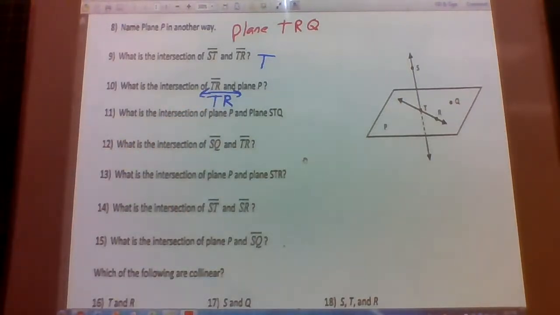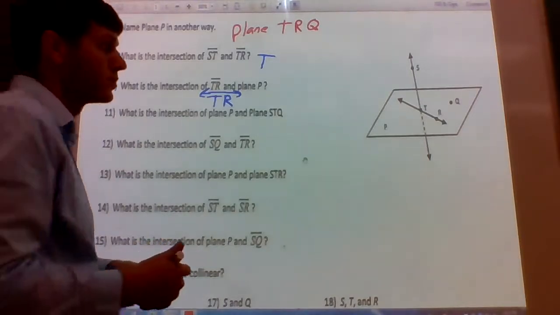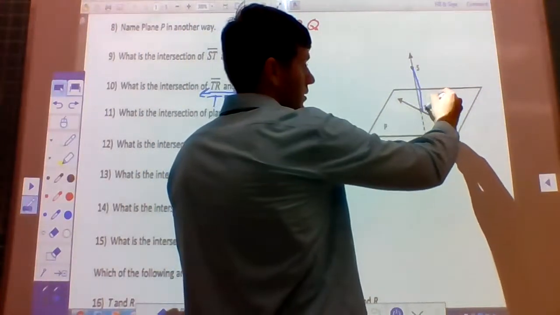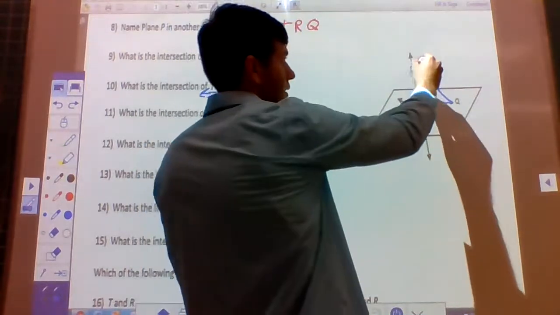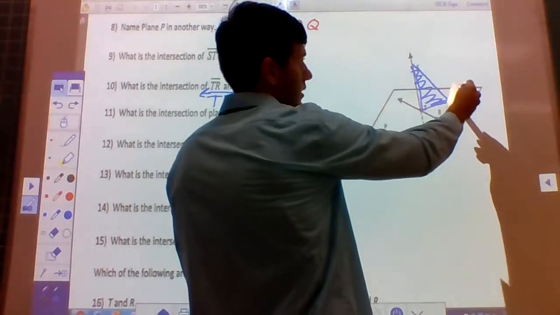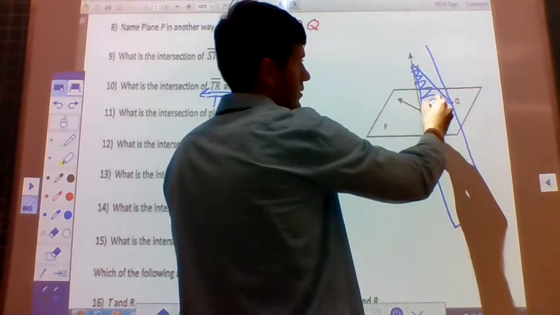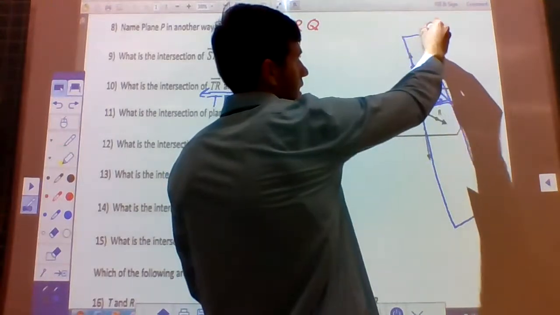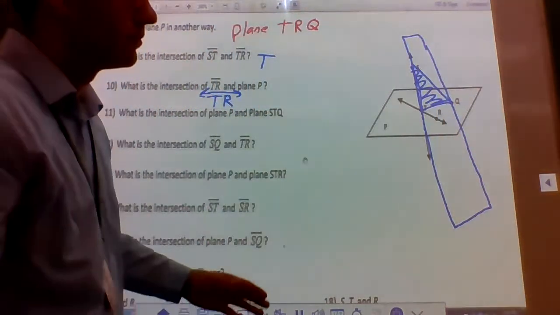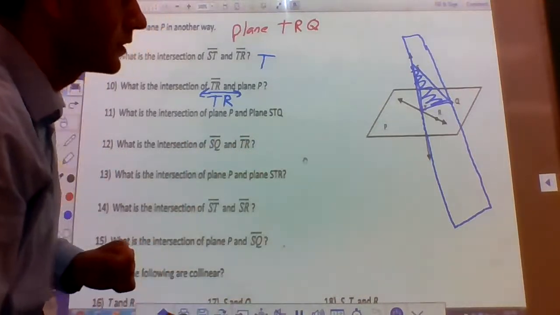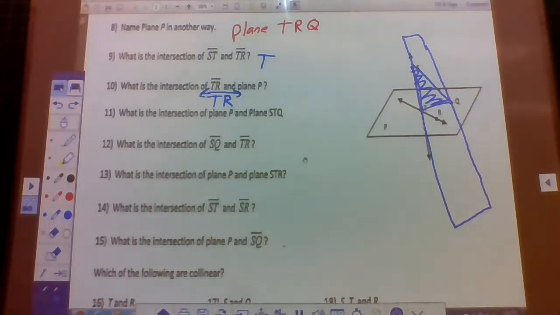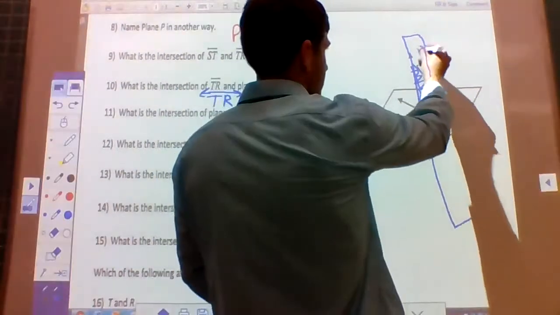What is the intersection of plane P and plane STQ? Well, here we have the intersection of two planes, so we know it's going to be a line. So STQ. We can try and triangulate a plane here. We can imagine a plane of some sort. Not very well drawn there, but you can imagine a plane looking something like such. Probably draw it a little better.